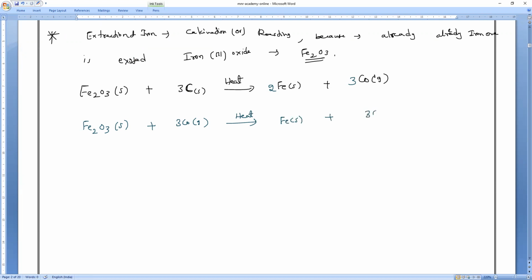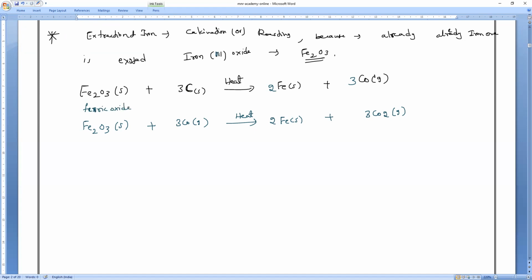Iron plus carbon dioxide. Understanding? All of you? Now, can you tell me what is the common name of this one? We can also say iron(III) oxide. Also, we can call it what? Everybody, we can say ferric oxide.